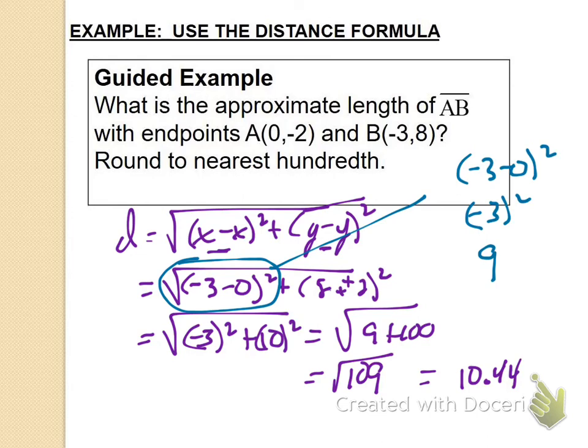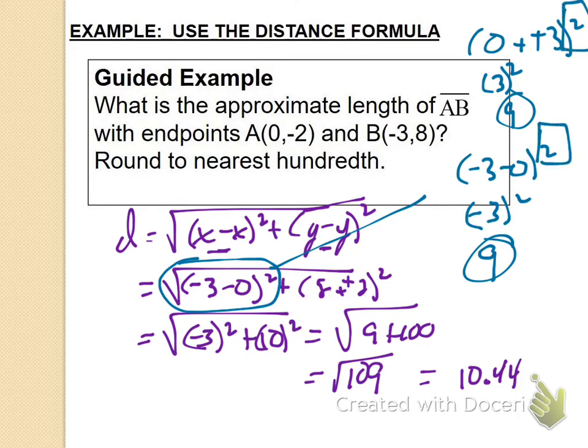Now, what if we flipped it around? What if we made it 0 minus a negative 3? Would that really change anything? Well, that would become a plus, and this would become positive 3 squared, which happens to also be 9. So you get the same result. So apparently the order in which you subtract the x's or the order in which you subtract the y's doesn't matter. And why does it not matter?